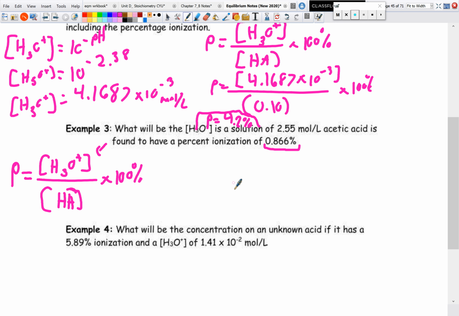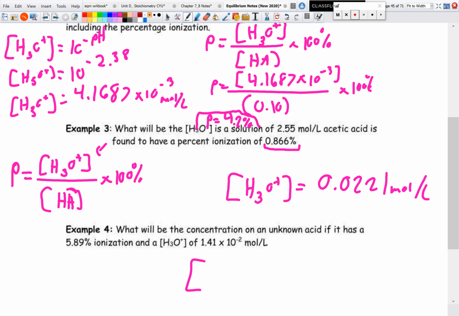Okay, so for 3, we get concentration of H3O plus should be 0.0221 moles per liter. In example 4, the concentration of our unknown acid, or the concentration of the original acid, should be 0.239 moles per liter. So if you didn't get those, just let me know, because we can probably set up a Google Meet and rearrange these, but I don't want to spend too much time on it because it's just algebra. It's rearranging that one formula and solving for one of the unknowns.